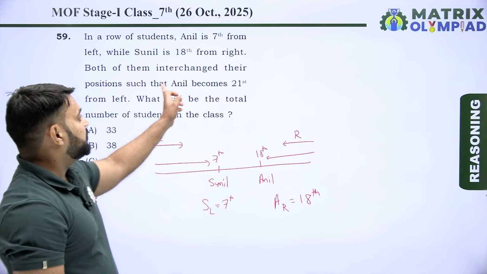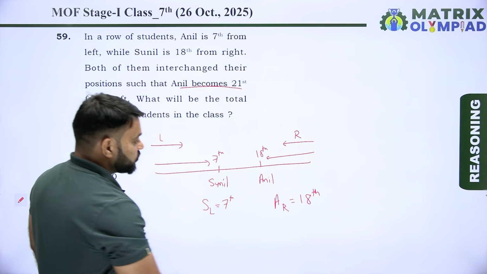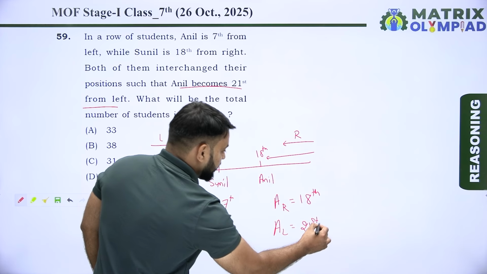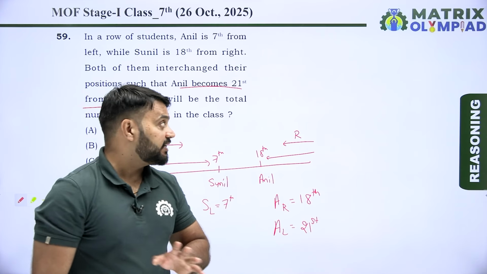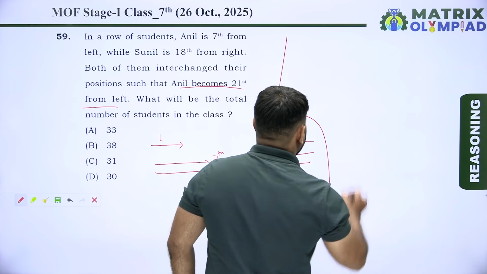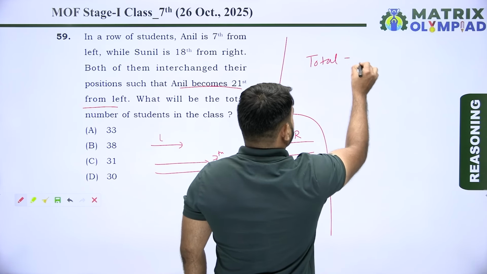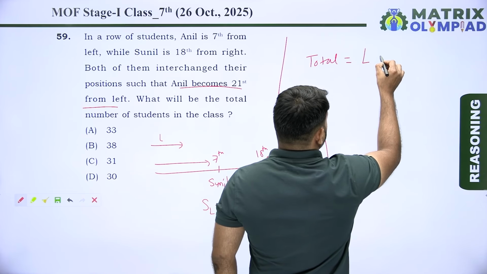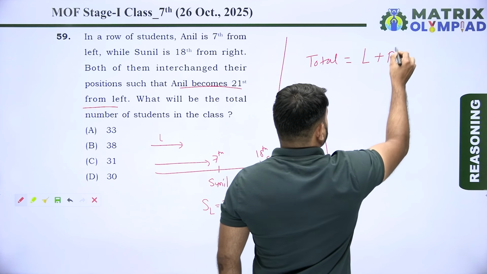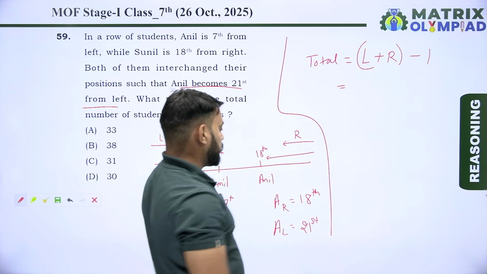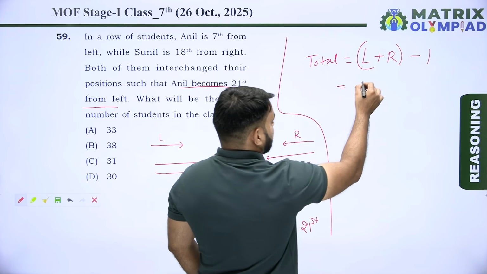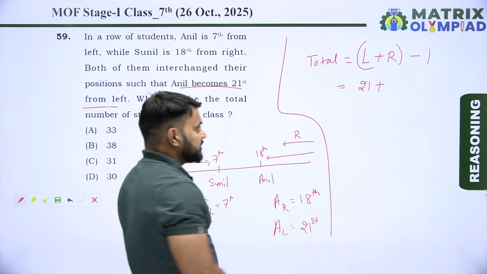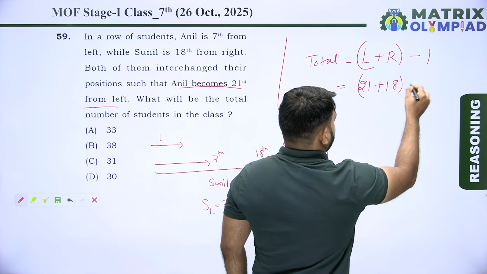Now the question is, Anil becomes 21st from left. Position of Anil from the left is 21st. Now find the total number of students in this row. So total number of students is equals to left position plus right position of the same person minus 1. So left position of Anil is 21st plus right position of Anil is 18 minus 1.